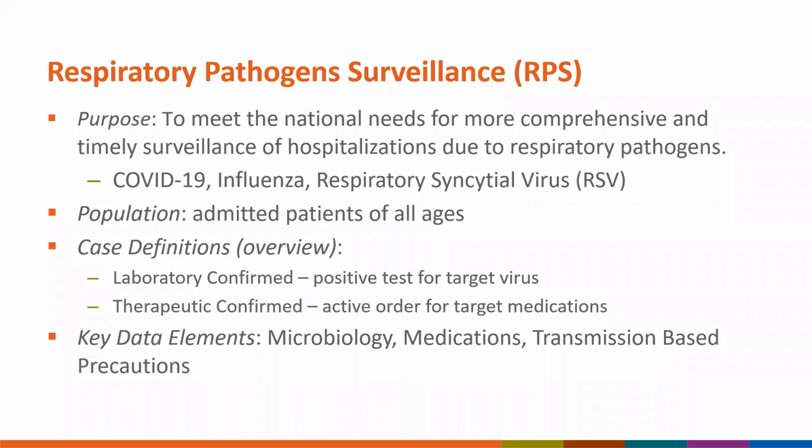We're starting with surveillance for COVID-19, influenza, and respiratory syncytial virus, or RSV, and we plan to add additional pathogens in the future. The patient population for surveillance will be patients of all ages who are admitted to an acute care facility, and we will be looking at microbiology and medication data to make case determinations of either laboratory confirmed cases or therapeutic confirmed cases. And we'll also be looking at transmission-based precautions data in relation to these three pathogens. Next slide, please.